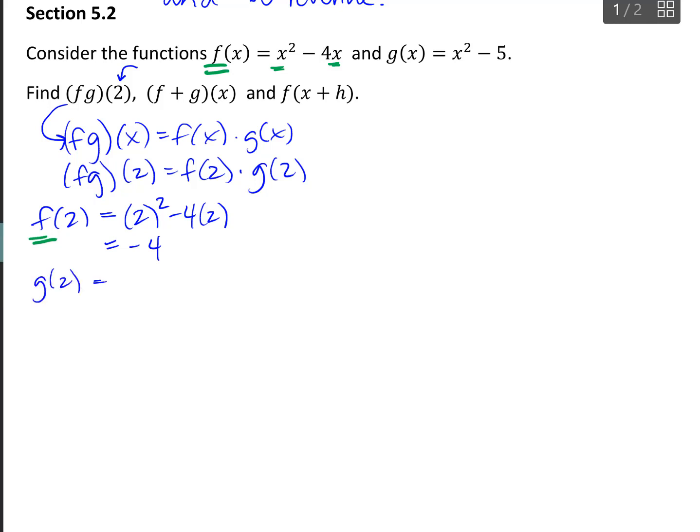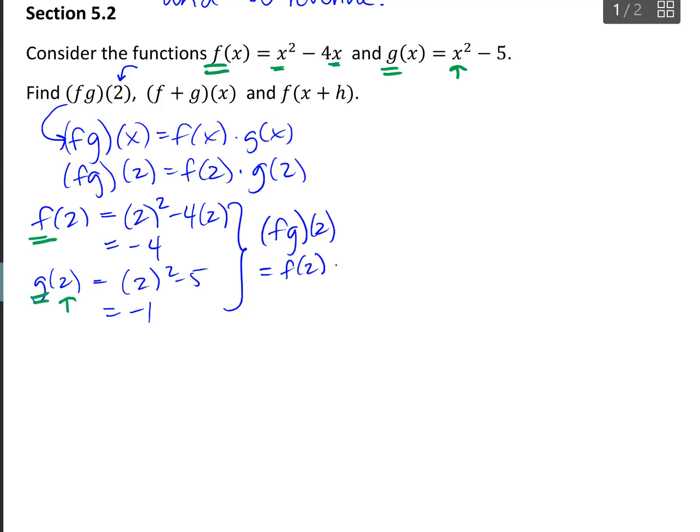So for g of 2, it's telling me go find the function g and use 2 as your x value, as your input. So everywhere I see an x, which is just in that one location for this one, I'll plug in a 2. 2 squared minus 5 would be 4 minus 5, or negative 1. So then f times g, evaluated at 2, is the same as f of 2 times g of 2, which is the same as negative 4 times negative 1, positive 4.